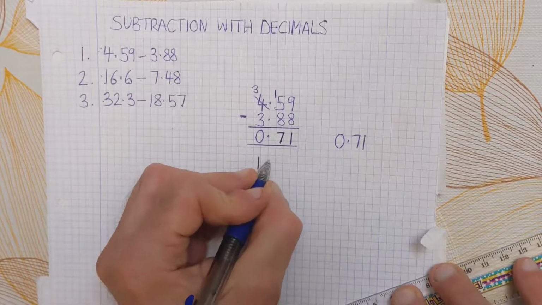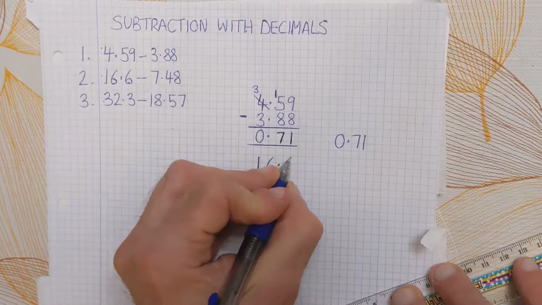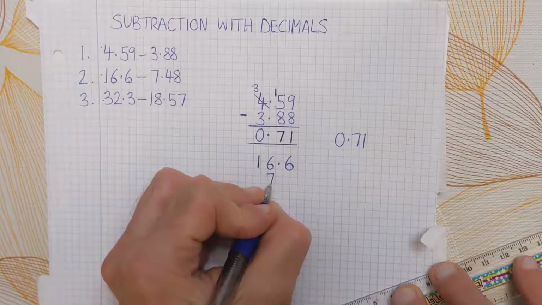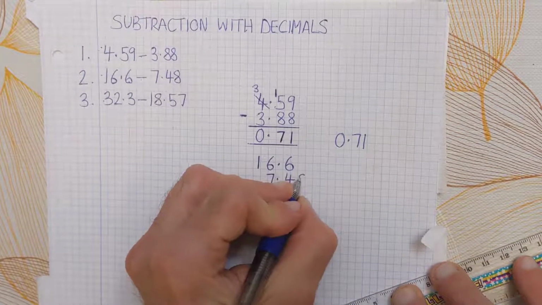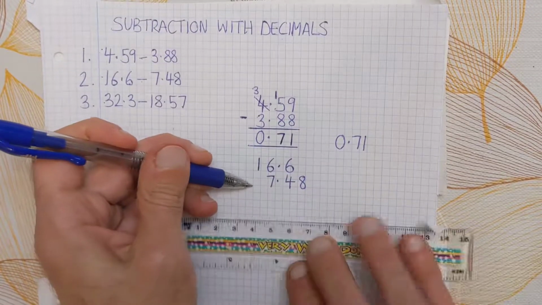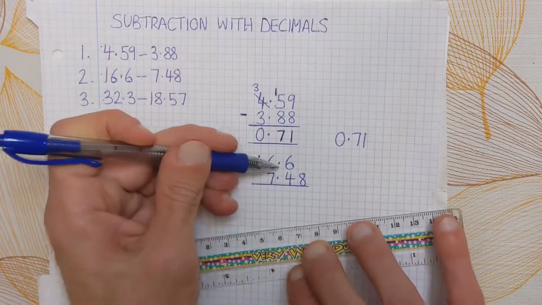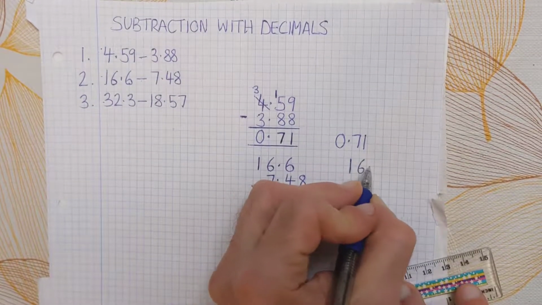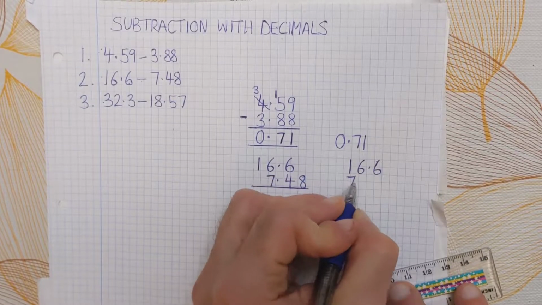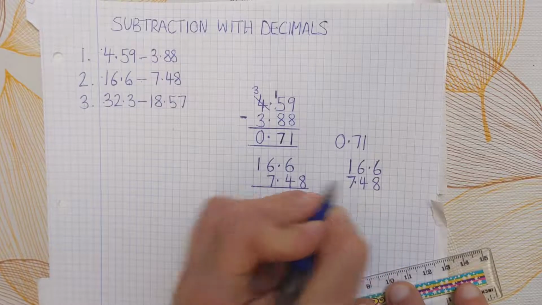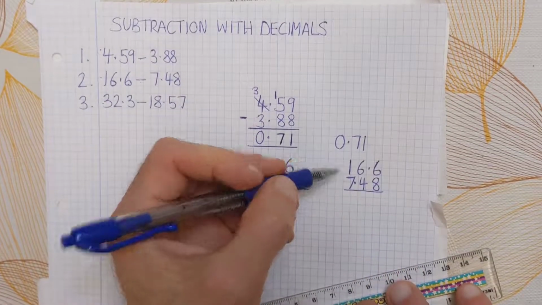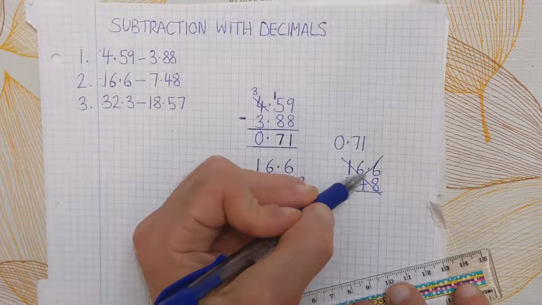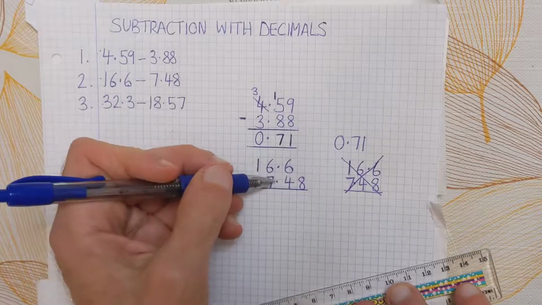So we put 16.6 and we take away 7.48. Notice what I've done. I've lined up the digits and the decimal points. If you had done this, 16.6 minus 7.48, which is very easy to do, this is wrong as can be. The decimal points here are not lined up. They have to be lined up like that.